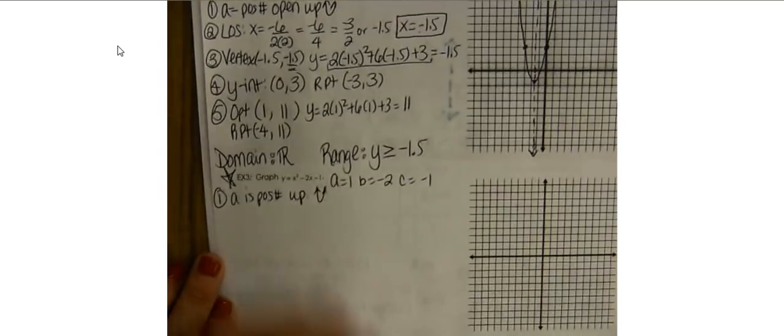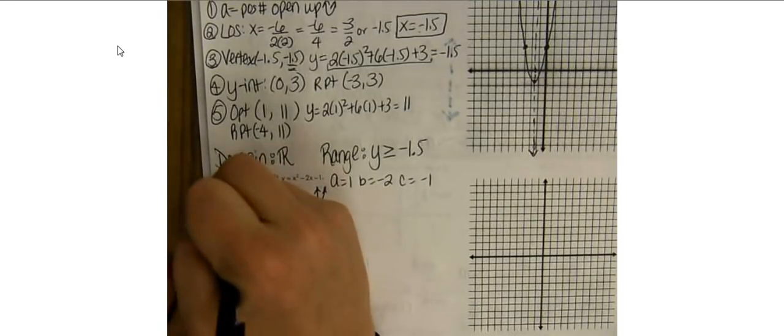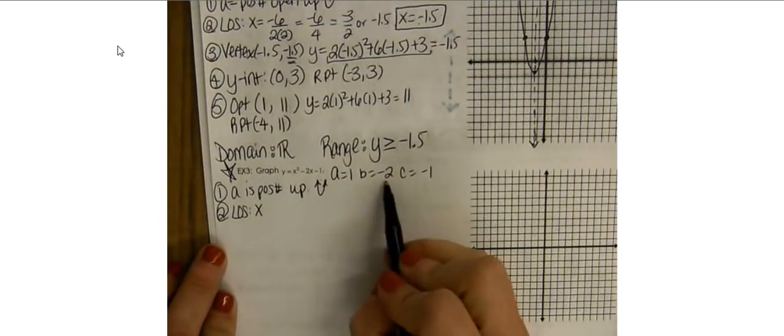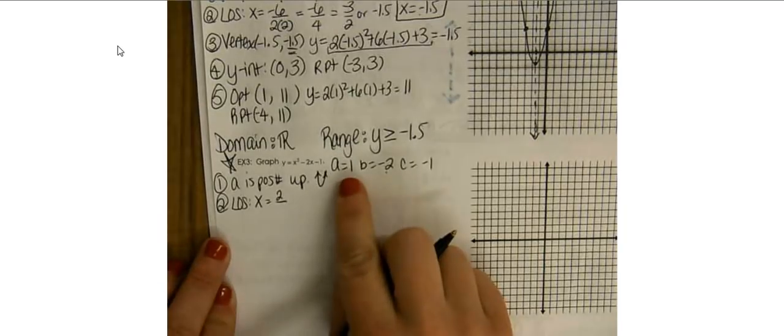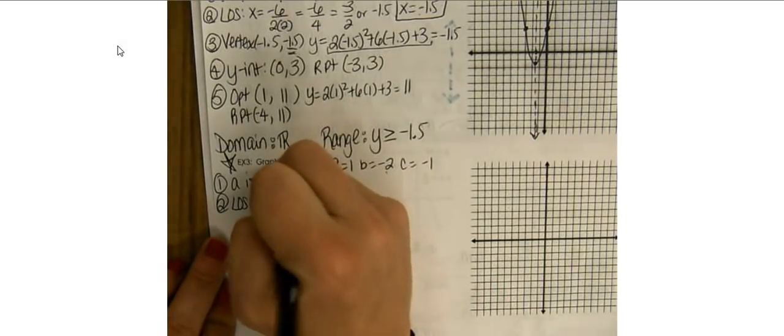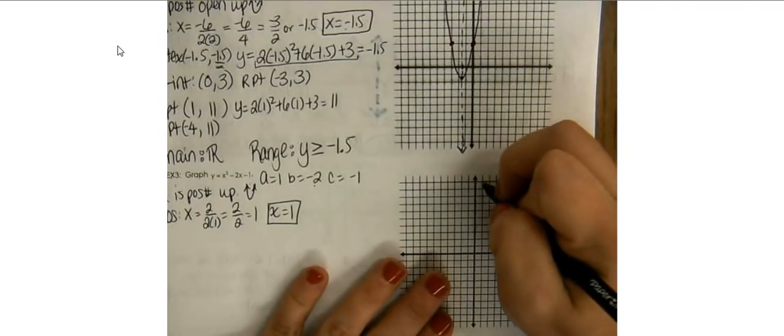Step number 2, I need to identify my line of symmetry. And remember, that's x is equal to the opposite of b over 2a. And the opposite of -2 is +2, divided by 2 times 1. So this is going to be equal to 2 over 2, which is 1. So x equals 1 is my line of symmetry. And I'm going to go to where x is equal to 1, and I'm going to draw a vertical dashed line.